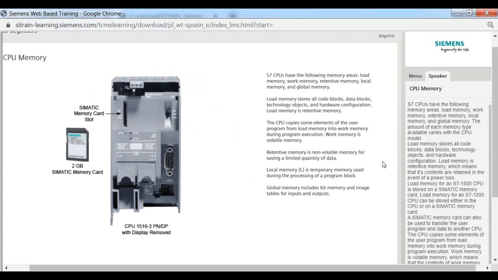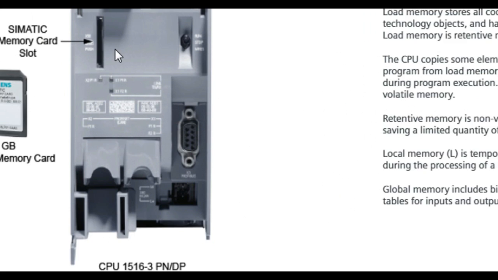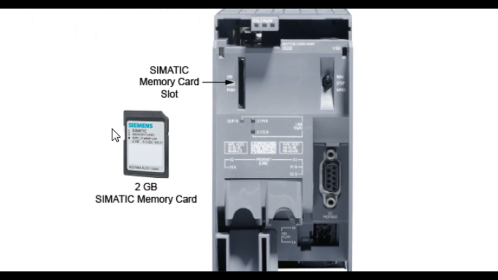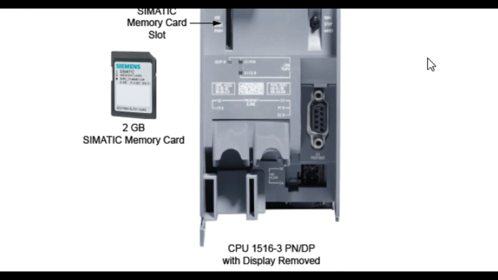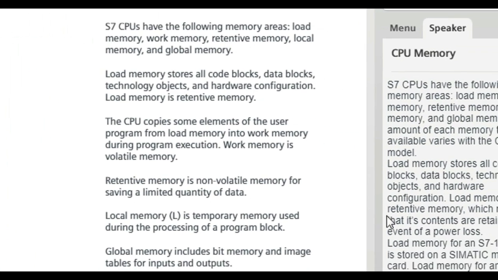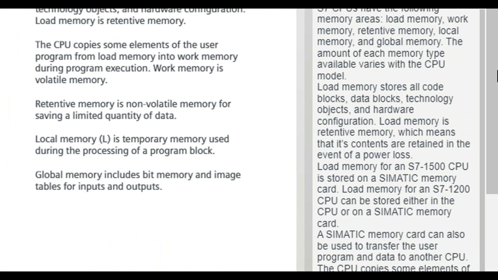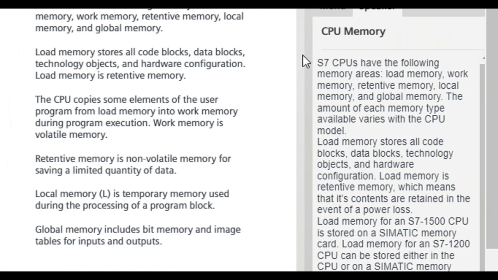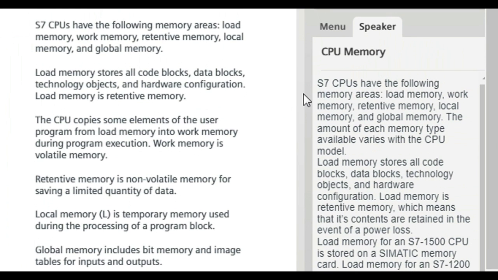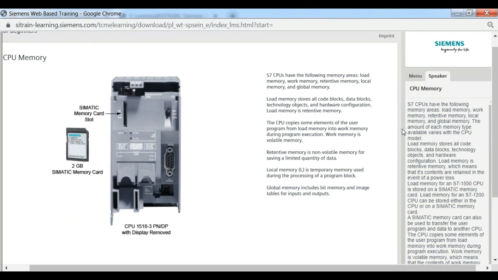S7 CPUs have the following memory areas: load memory, work memory, retentive memory, local memory, and global memory. The amount of each memory type available varies with the CPU model. Load memory stores all code blocks, data blocks, technology objects, and hardware configuration. Load memory is retentive memory, which means that its contents are retained in the event of a power loss.